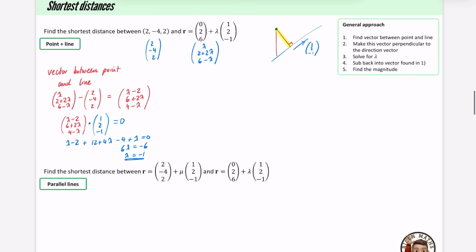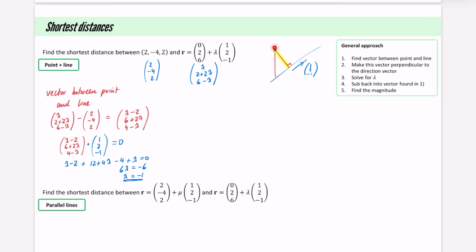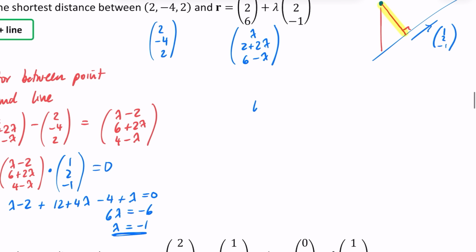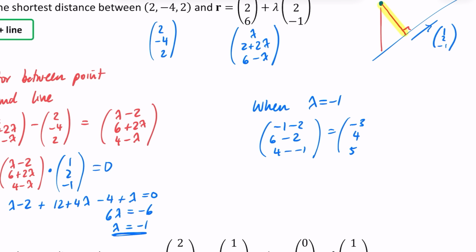So we have now done this. We have done the vector between the point and line, which was red. We made it perpendicular to it. We've solved it for lambda, and we're going to now sub it back into the vector that was found over here. In other words, we're trying to find out what this vector is, and then we find its magnitude. So when lambda is minus 1, we get minus 1 minus 2, 6 minus 2, and 4 minus minus 1. That's minus 3, 4, and 5.